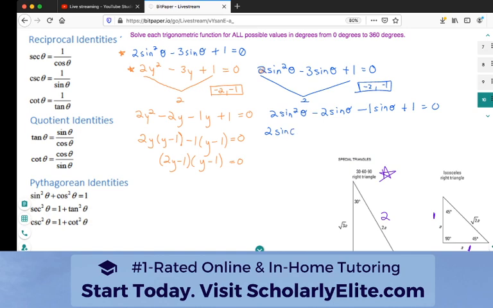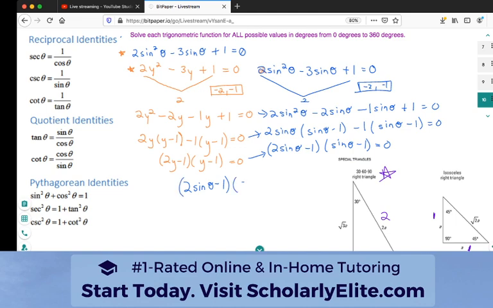So this is now 2 sine theta times sine theta minus 1, minus 1 times sine theta minus 1 equals 0. Final answer, 2 sine theta minus 1 times sine theta minus 1. Okay, so again, guys, this is this, this is this, this is this. That's it. And now we've actually factored these, and we have our factored answer, which is what we were looking for.